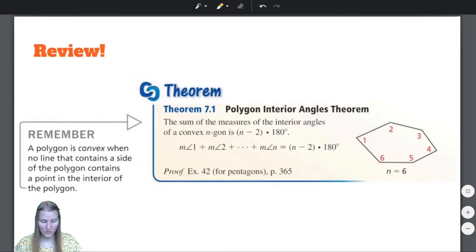Okay, a review from yesterday, because this is going to be important still for what we are doing today. The sum of the measures of the interior angles of a convex n-gon is (n minus 2) times 180 degrees. We're going to need this for this video, for this lesson, and for the next lesson, so do not forget your Polygon Interior Angles Theorem.